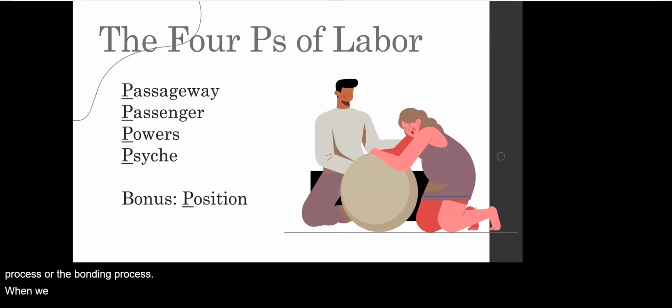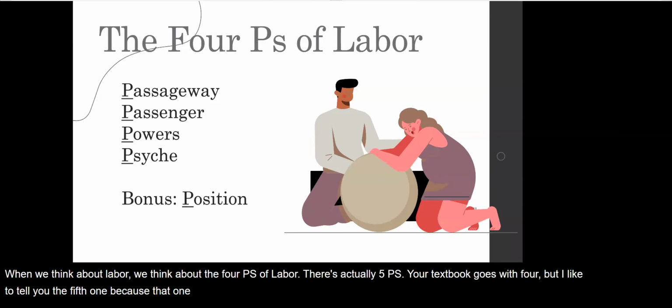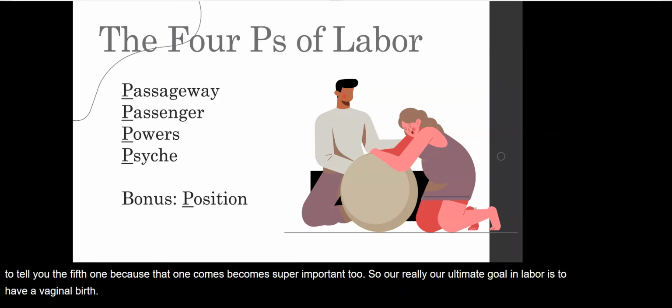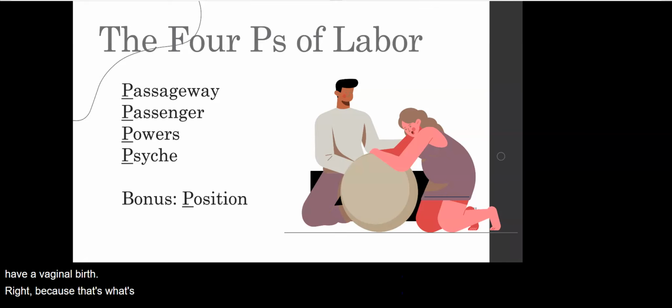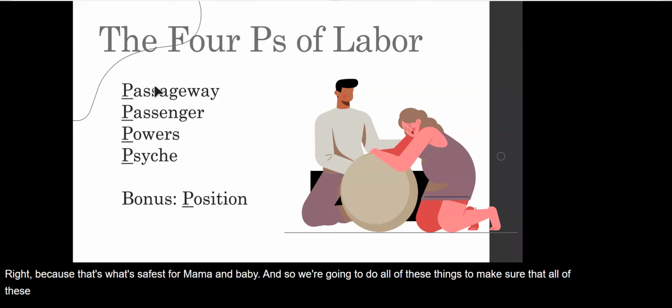When we think about labor, we think about the 4 P's of labor. There's actually 5 P's. Your textbook goes with 4, but I like to tell you the 5th one because that one becomes super important too. So our ultimate goal in labor is to have a vaginal birth, right? Because that's what's safest for mama and baby. And so we're going to do all of these things to make sure that all of these P's work together, which will give us our desired outcome of a vaginal birth.